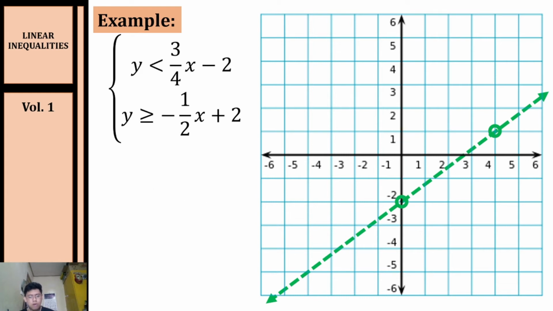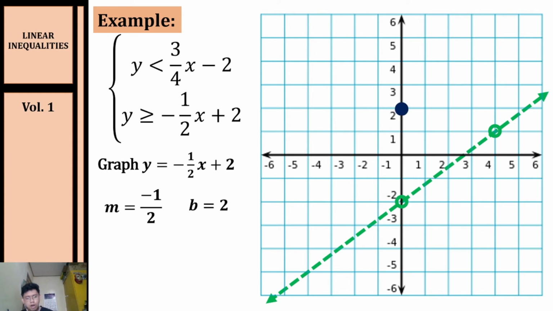Now, let's proceed to our second equation or second inequality. So, we will just change the inequality symbol to an equal symbol. Let's graph this using slope-intercept method. So, we will get the slope, which is negative 1/2, and our y-intercept, that is equal to 2. Okay, let's plot first our y-intercept. It is located here. And take note that when we plot for our second inequality, we use a closed circle because our inequality symbol is greater than or equal.